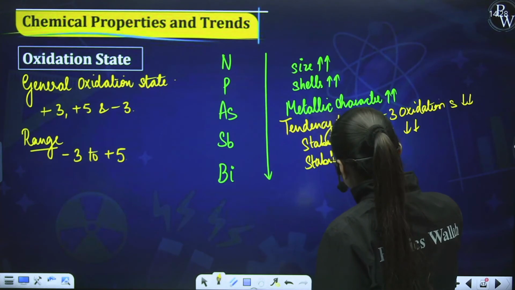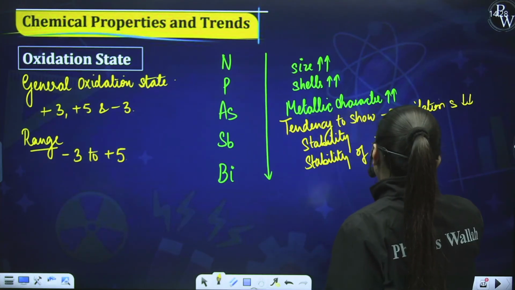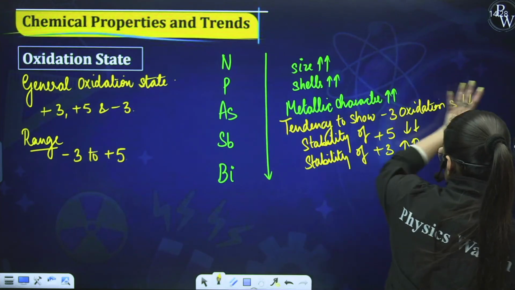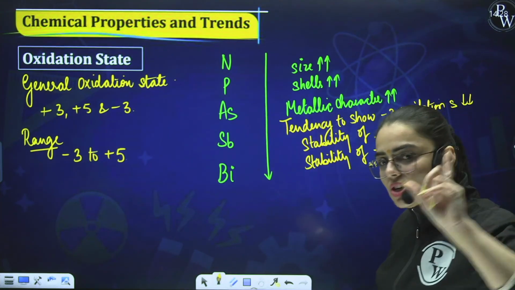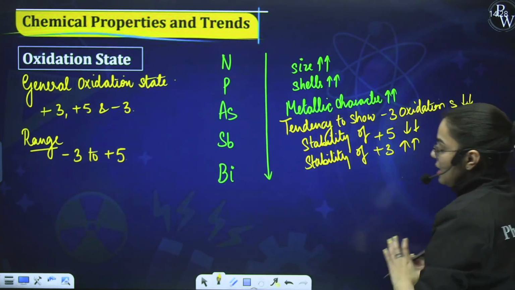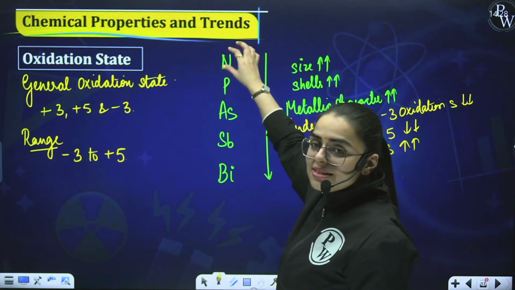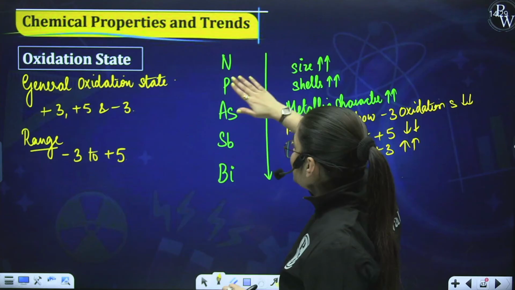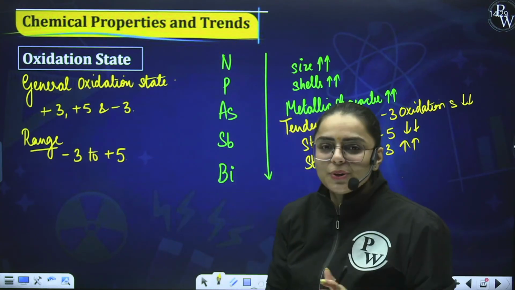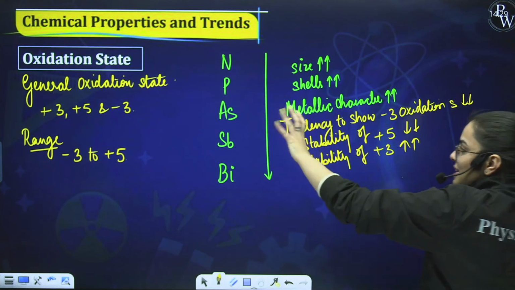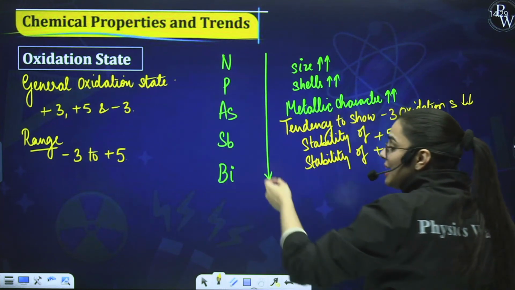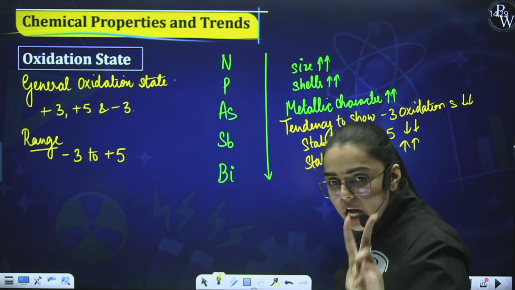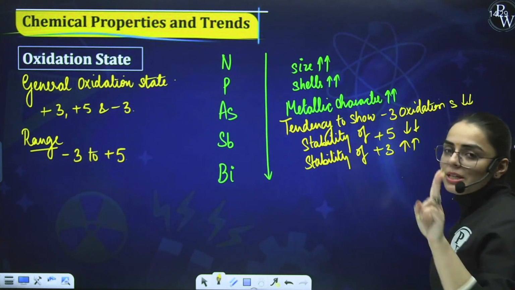I will explain what I am saying. See, just leave this -3 oxidation state concept for now. Just understand first of all by +5 and +3. Nitrogen exists in +5 oxidation state also, and it exists in +3 oxidation state also. First, understand that all of these elements can exhibit two kinds of oxidation state. That means they can exhibit two kinds of charges on them, that is +5 and +3 respectively.